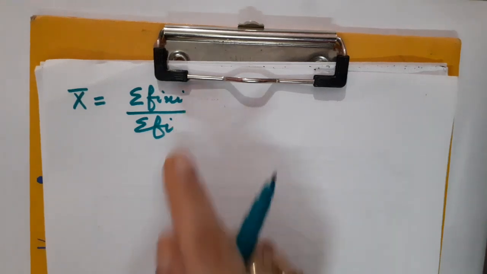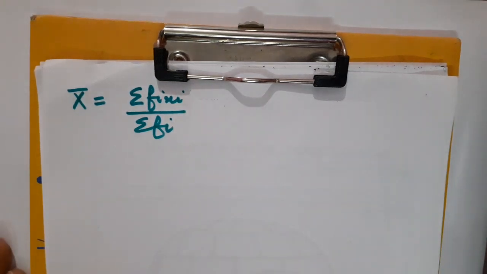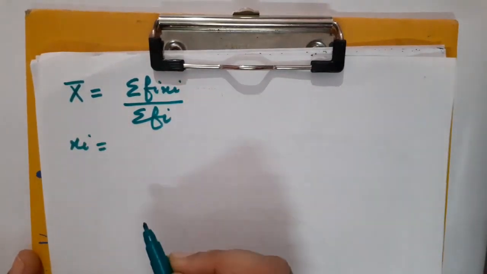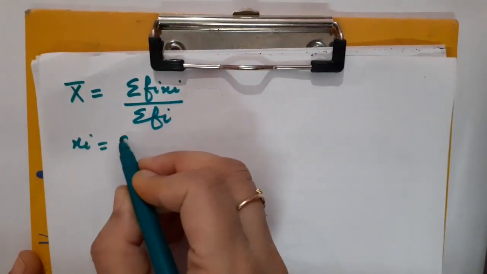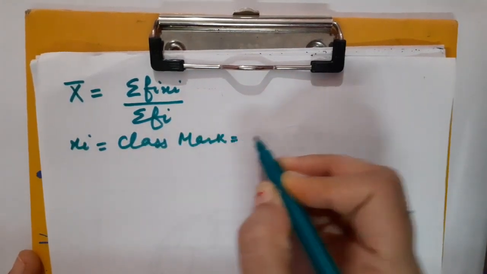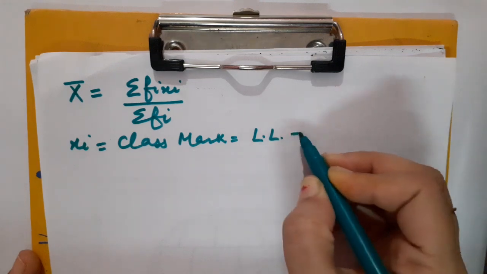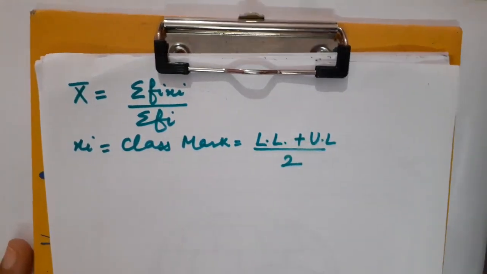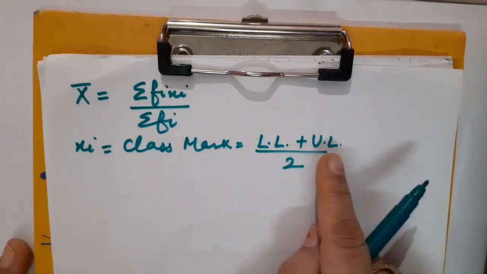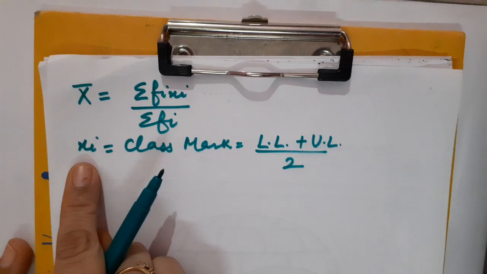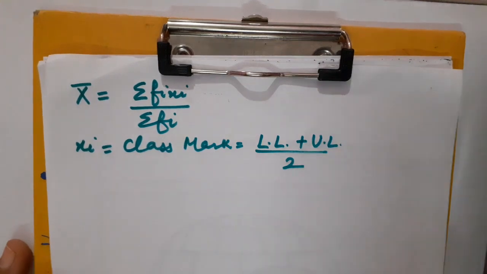What is xi here? Children, as you know that we are going to deal with the grouped data, so xi is nothing but the class mark. And how do we calculate it? You know, this is lower limit plus upper limit divided by 2. Means we are just going to calculate the midpoint of each and every class interval to come to know about class mark. Correct? So this is direct method.